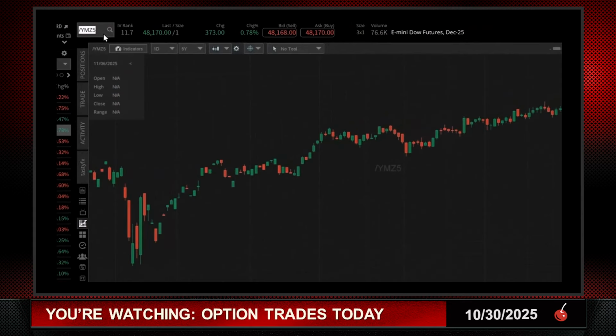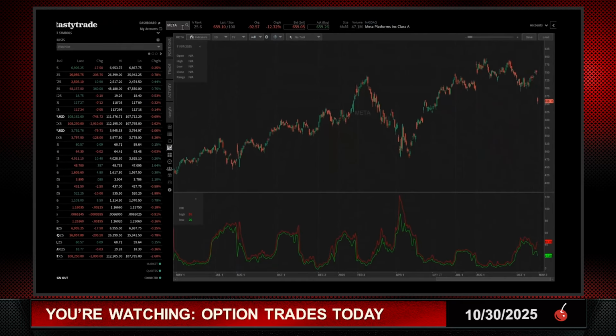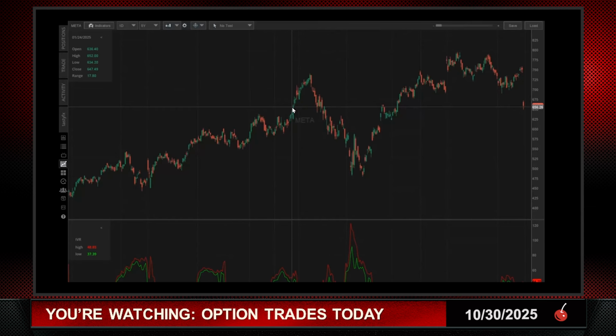So I've got a post-earnings trade and a way to use less buying power on a high-priced stock that's fallen out of bed. I'm talking about Meta. That's right, Meta, $659, down over 12%, trading down $92.60. You can see here in the middle of its most recent range, all the way back from the beginning of the year, January until now.